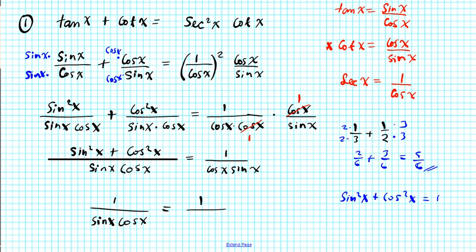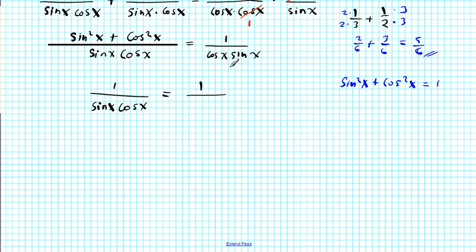equals 1 over, since multiplication commutes, cosine x, sine x is the same thing as sine x cosine x. Since the left hand side is equal to the right hand side, we're done. And have your box right here. So the goal is to get the left hand side to be equal to the right hand side, and we've accomplished that. Alright, with that in mind, let's move on to question 2.